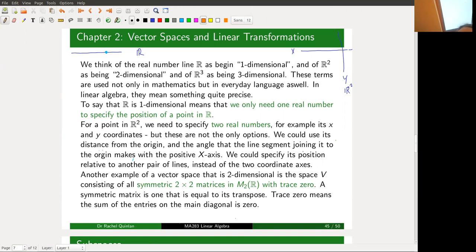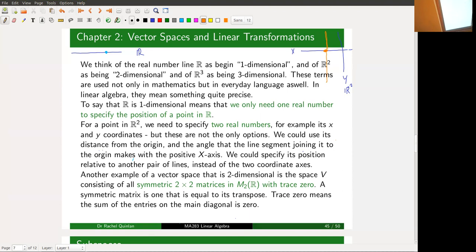So for example, if I tell you that I am thinking about a point in R2, whose x coordinate is minus 3, then that tells you that my point is somewhere on the vertical line parallel to the y-axis that passes through the point (-3, 0). So if I tell you only that piece of information, that the x coordinate of my point is minus 3, that tells you something about where my point is.